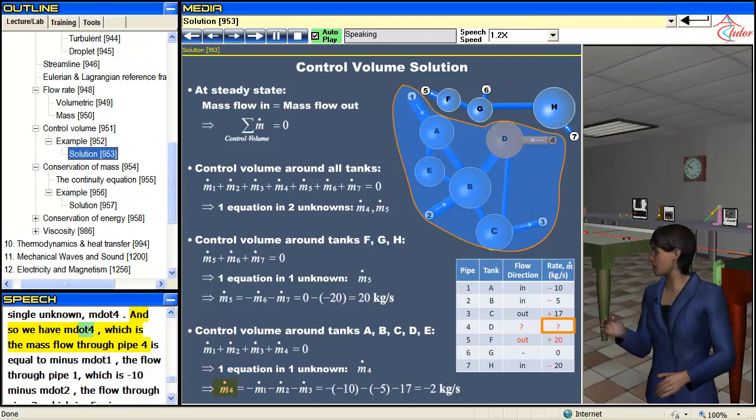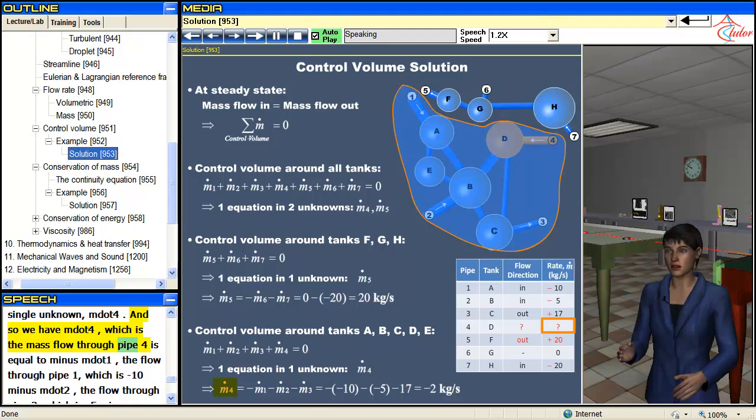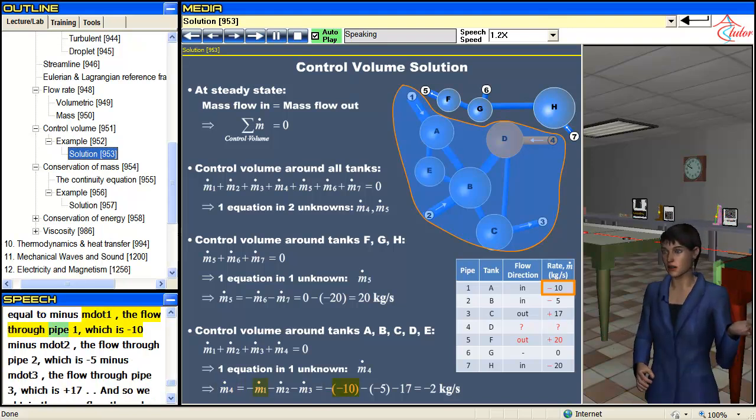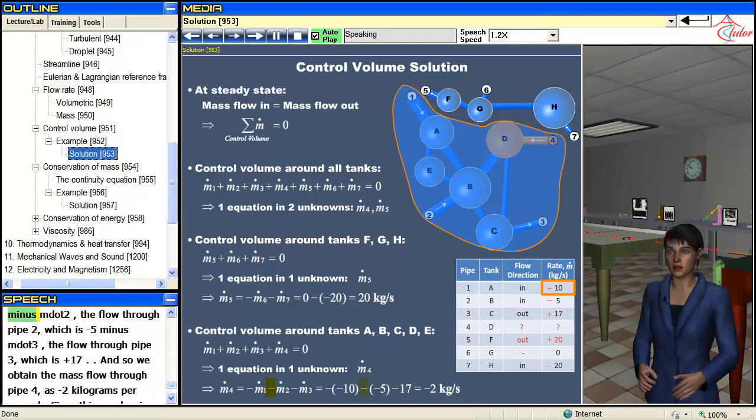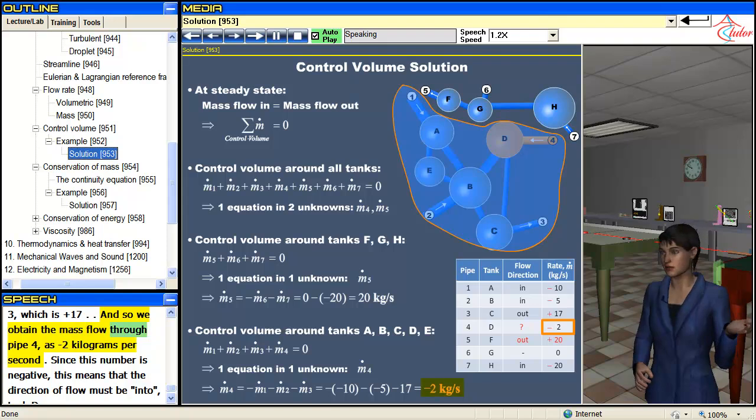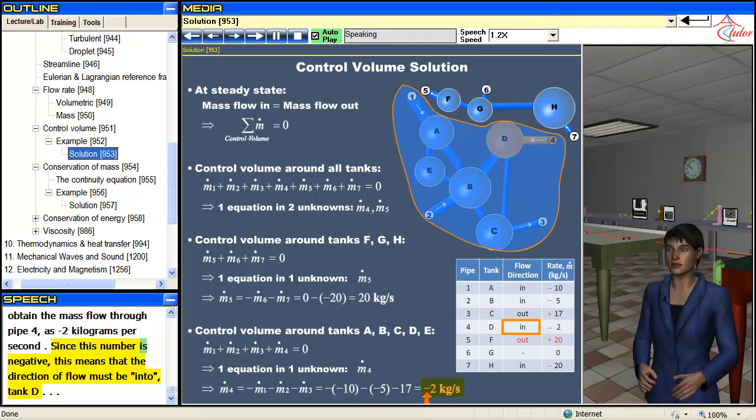And so we have m.4, which is the mass flow through pipe 4, is equal to minus m.1, the flow through pipe 1, which is negative 10, minus m.2, the flow through pipe 2, which is negative 5, minus m.3, the flow through pipe 3, which is positive 17. And so we obtain the mass flow through pipe 4 as negative 2 kg per second. Since this number is negative, this means that the direction of flow must be into tank B.